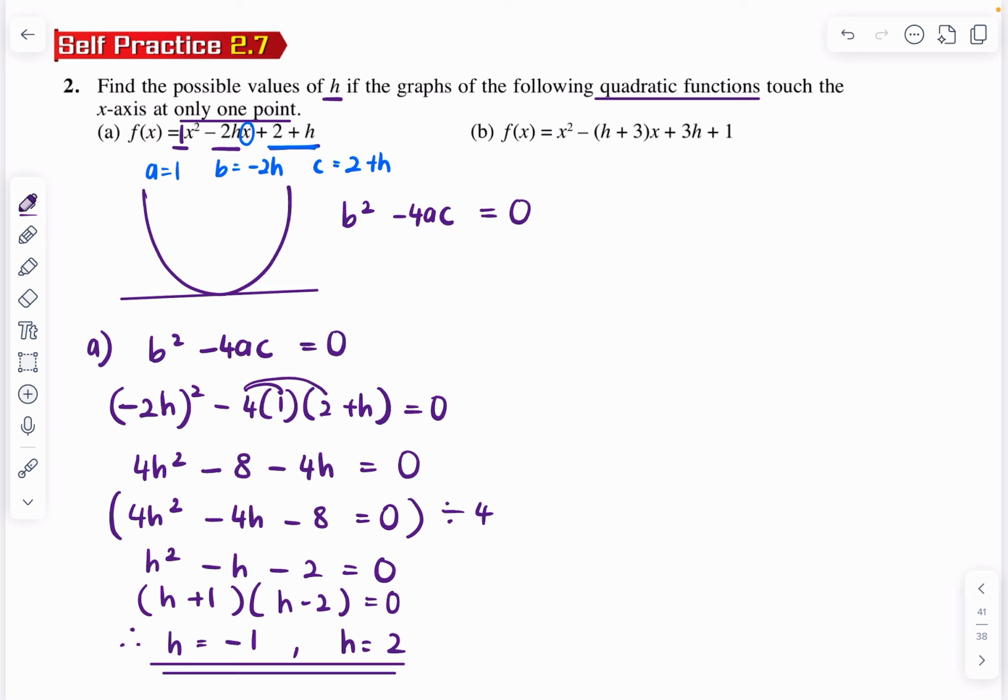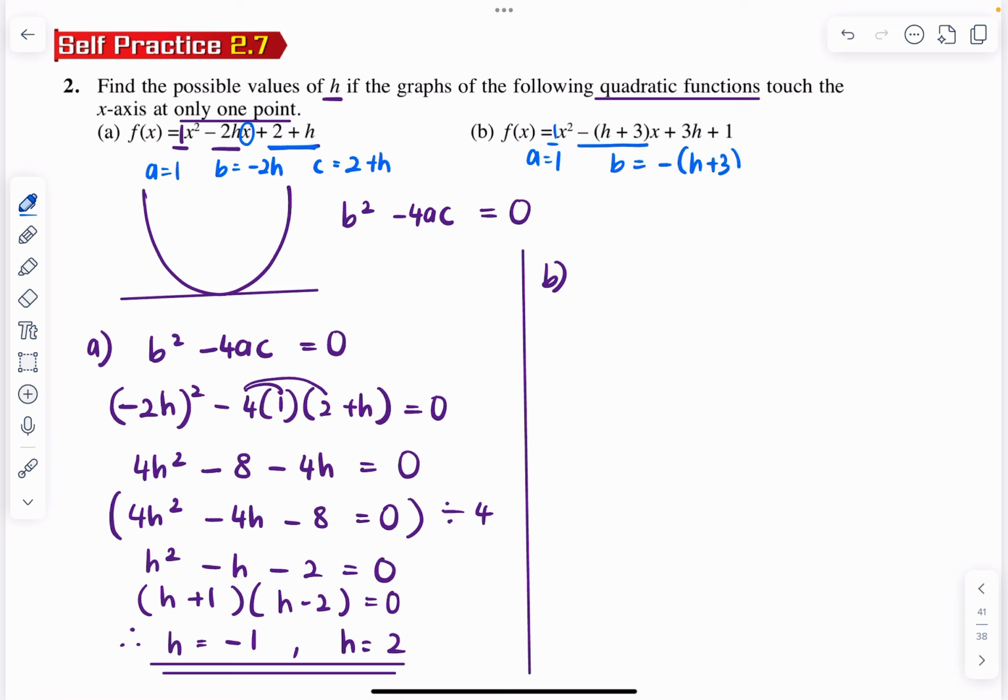Okay. Then we look at B. B is the same thing. So they already nicely separated this for us. So A is 1. B is this whole thing. And C is this. Okay, C is this whole thing because all these got no x. And B is this whole thing because all these are the coefficient of x. And same for A lah.